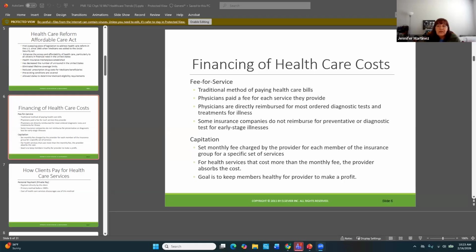Capitation: healthcare providers receive a fee per member over a designated time frame. So again, it's a set monthly fee that's charged by the provider for each member of the insurance group for a specific set of services. For healthcare costs that cost more than the monthly fee, the provider absorbs the cost, but the goal is to keep the members healthy. If you think about that, it's kind of like your car insurance. You pay your car insurance every month, right?